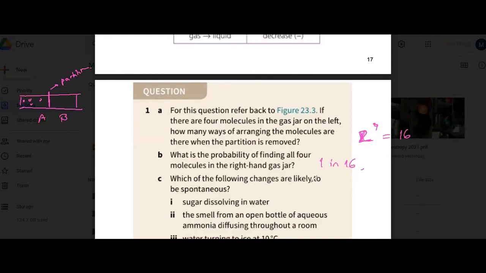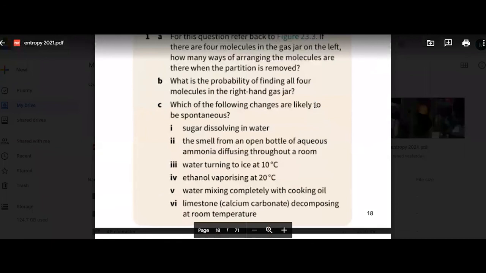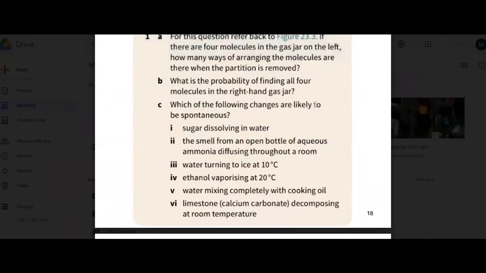Okay, now let's see question C. Which of the following changes are likely to be spontaneous? I'd like you to answer this first. Please pause the video.